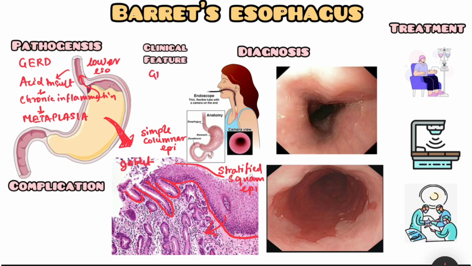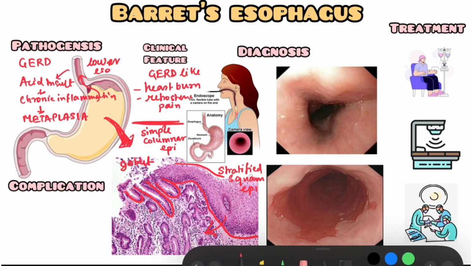Now, the clinical features of Barrett's esophagus are GERD-like, because Barrett's esophagus as such is not a clinical condition, rather it is a pathological condition. So GERD-like clinical features means they will have heartburn, retrosternal pain, etc.